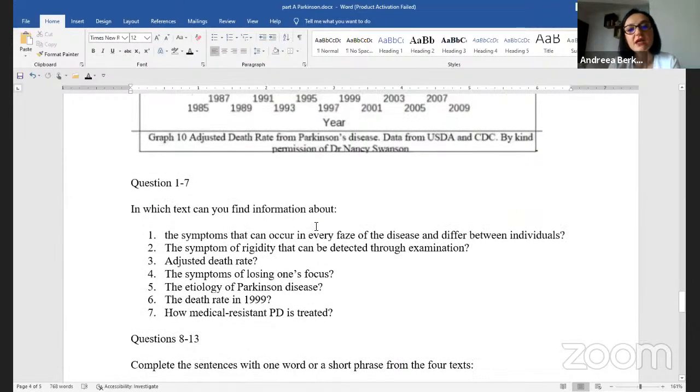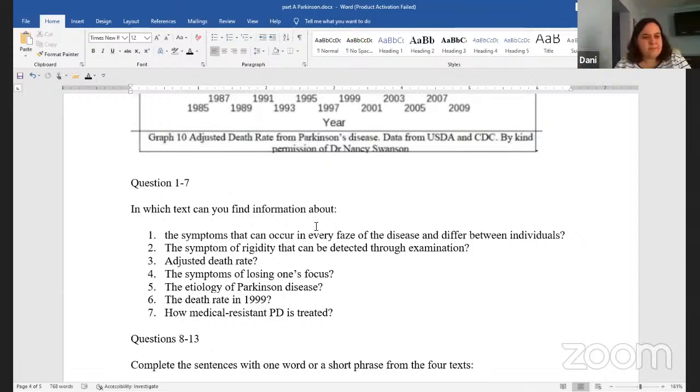Question 5, the etiology of Parkinson's disease. I would ask you to guess now the text where we would find information like this. So we know that the texts have different types of information. Did anybody say anything? A. Okay. Why would it be A and not the other ones?